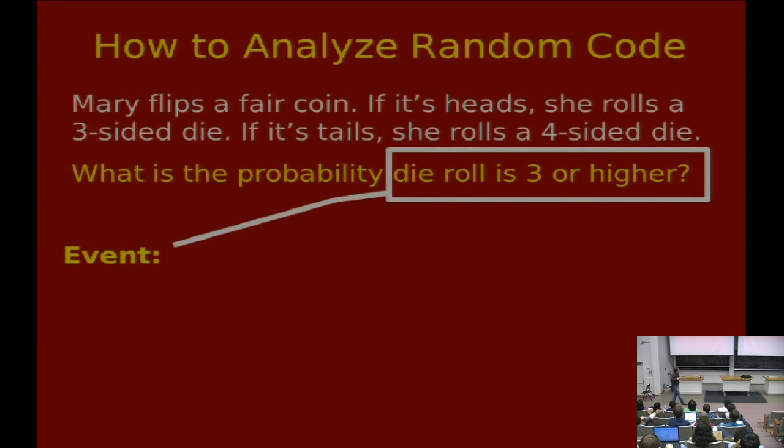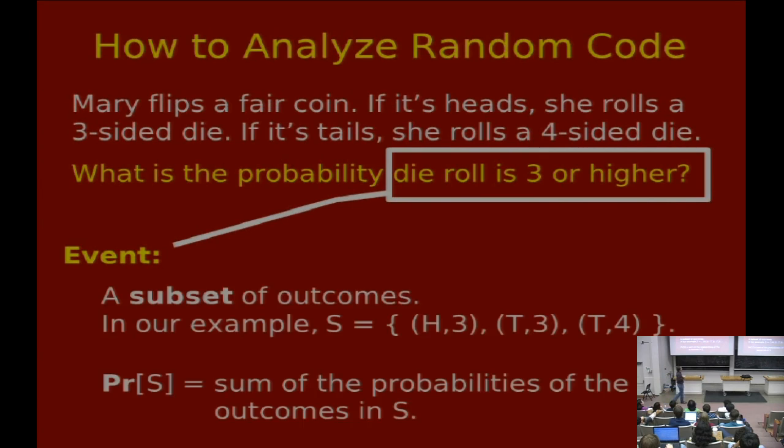So this thing is what's called an event. An event is just a subset of outcomes. It's a collection of outcomes, not all of them necessarily, but some of them. So in our case, it corresponds to 3 outcomes: heads 3, tails 3, and tails 4. All the outcomes where the die was at least 3.